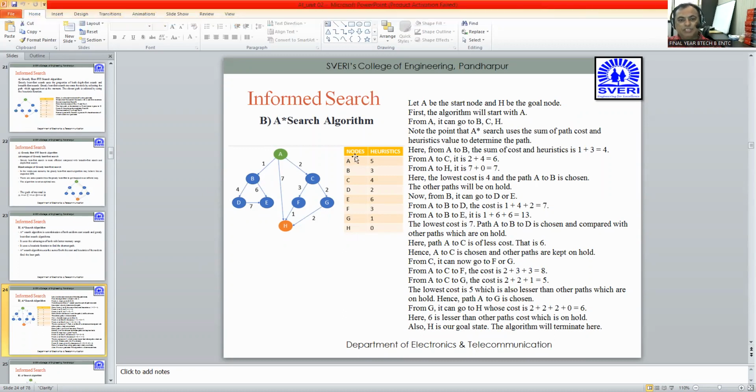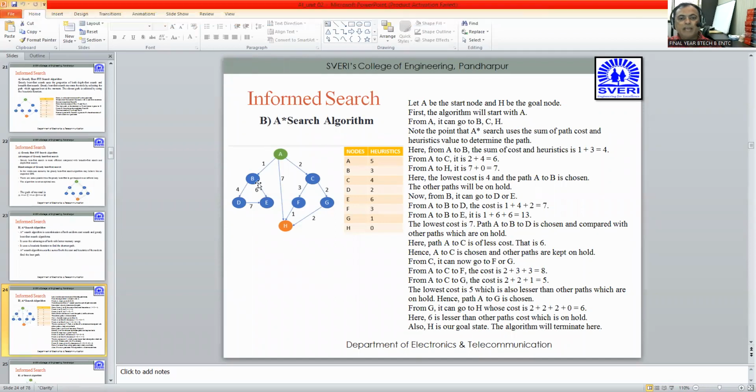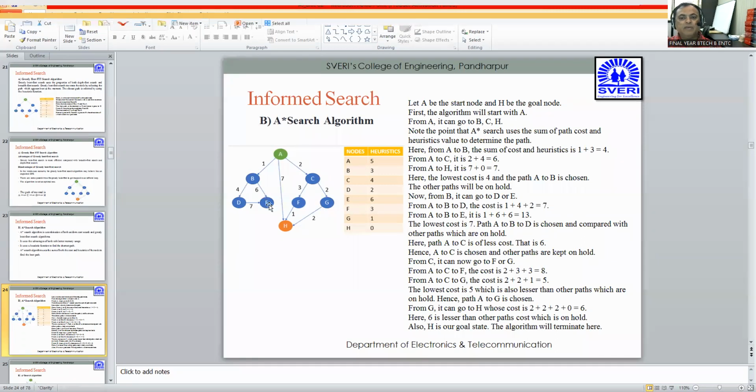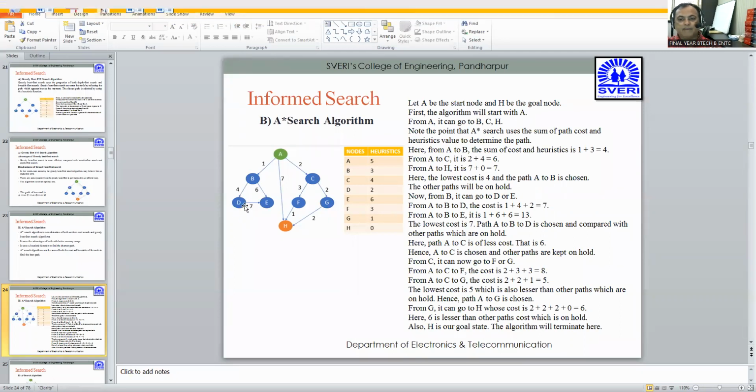Rest of the things you can consider. Understanding? Now what will happen? From B, it can go to D or E. Now, what is the value when it goes to D or E? So A to B is 1, 1 plus 4, and D is 2. So 7 will be the value. Second will be 1 plus 6, 7, and E will be 6, 13. So 13 and 7, the lowest cost will be 7. So now it will hold up till this. So we got D equal to 7.